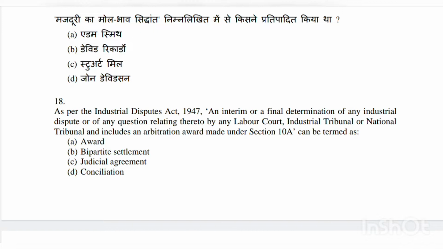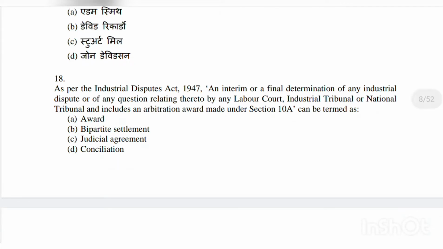As per the Industrial Dispute Act 1947, an interim or final determination of any industrial dispute or of any question relating thereto by any labor court, industrial tribunal or national tribunal, and includes an arbitration award made under Section 10A, can be termed as, that is, award.